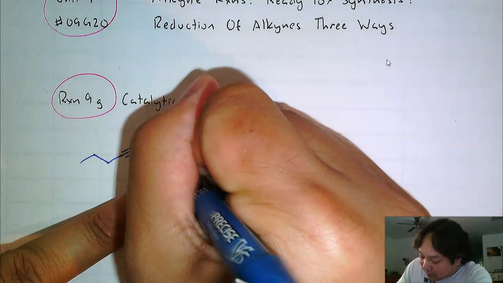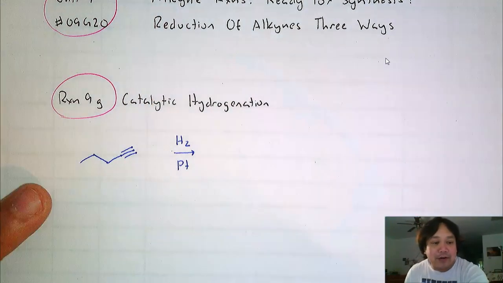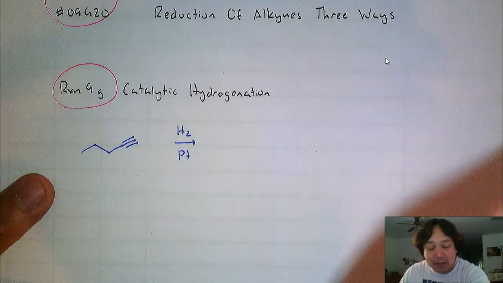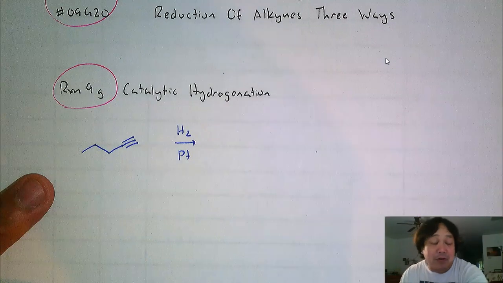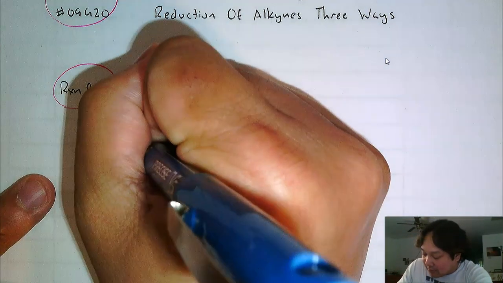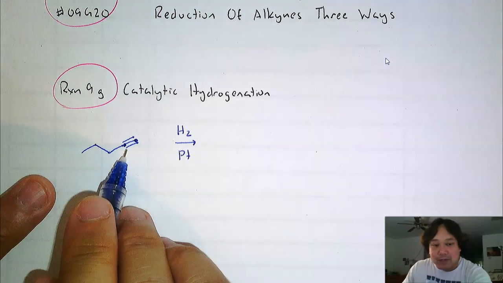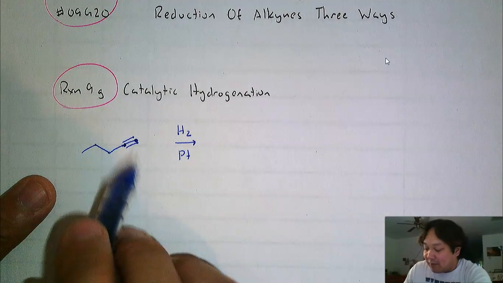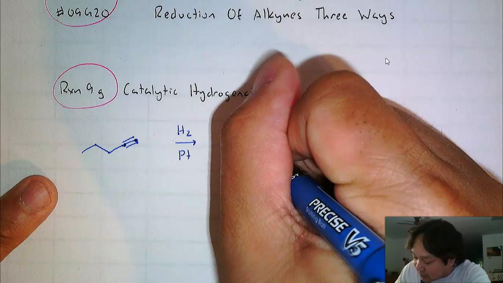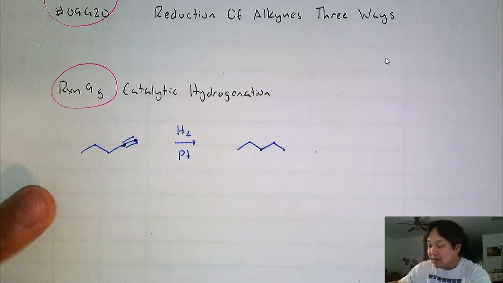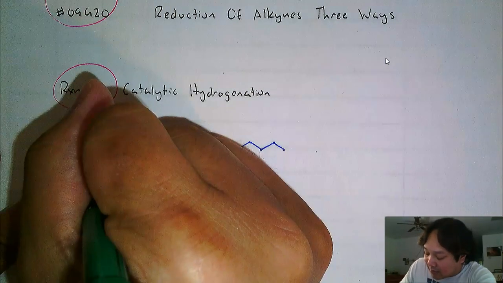I'm going to use platinum. The danger here is that you're going to convert everything into a carbon-carbon single bond, but just make sure you count the carbons correctly. I would put dots representing the carbons that are part of the triple bond, and I see that I have 1, 2, 3, 4, 5 carbons. 1, 2, 3, 4, 5. That's your final product. You went from an alkyne to an alkane.